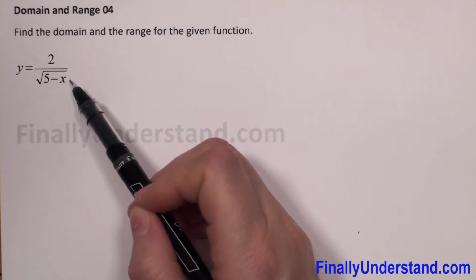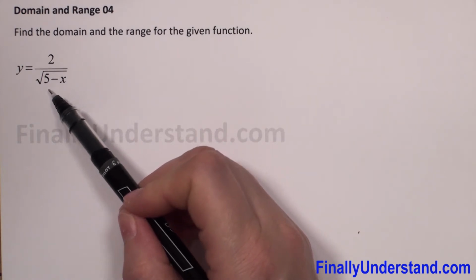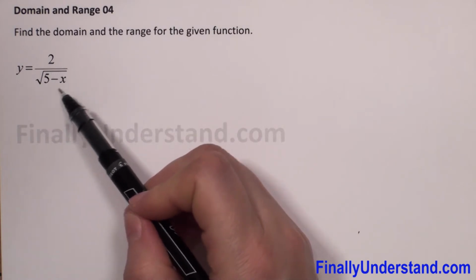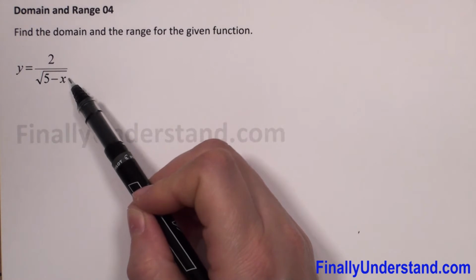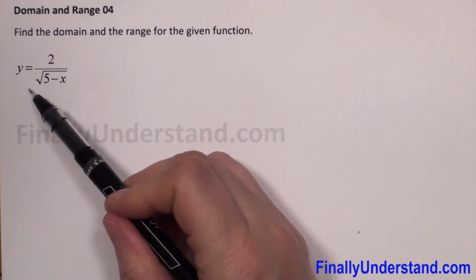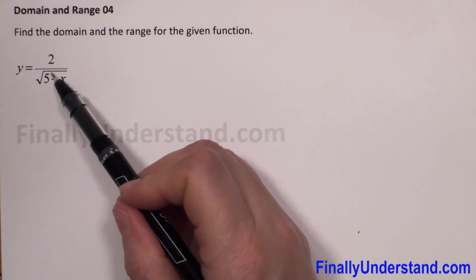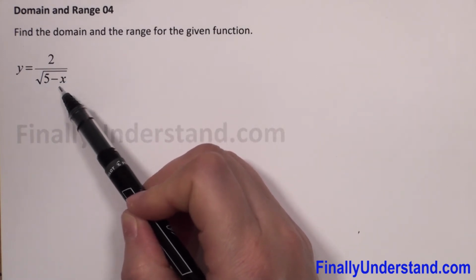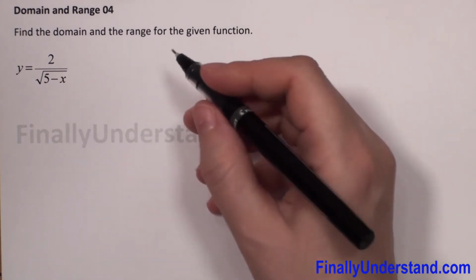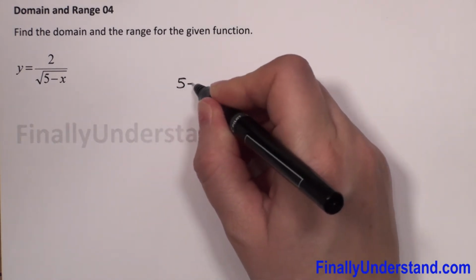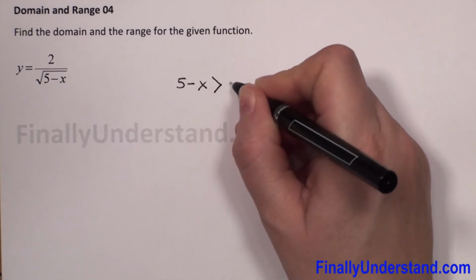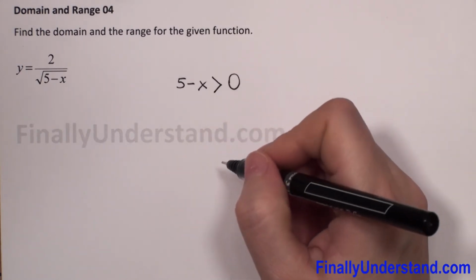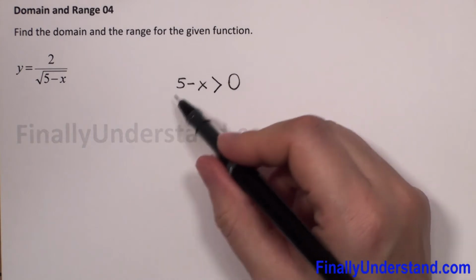We know that we can calculate square root only for positive numbers or 0. But because the square root is in denominator and denominator never can be 0, whatever is under the square root must be greater than 0. So we have 5 minus x must be greater than 0. So we have to solve this inequality.